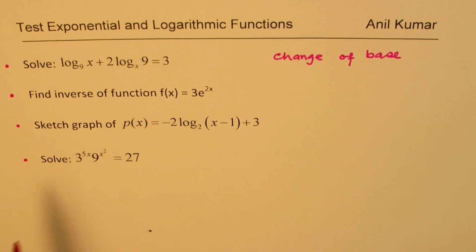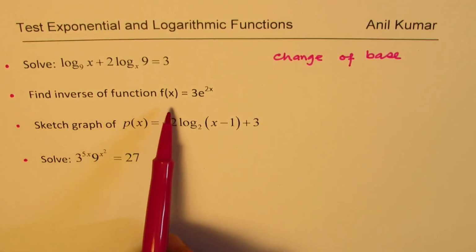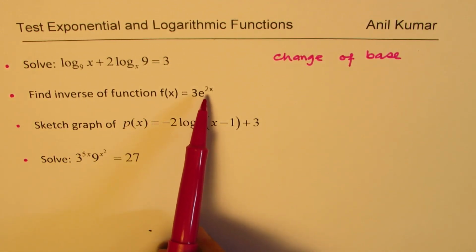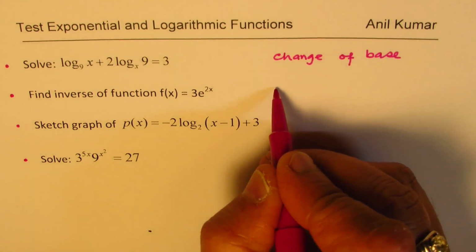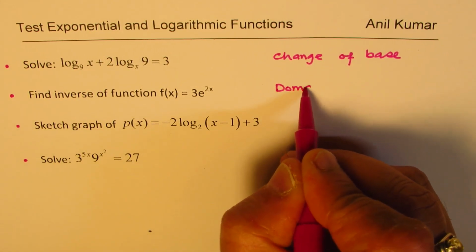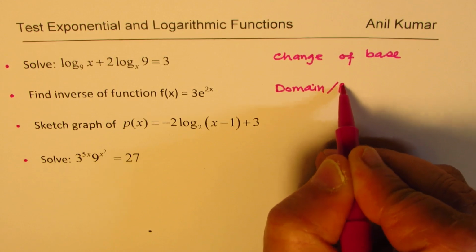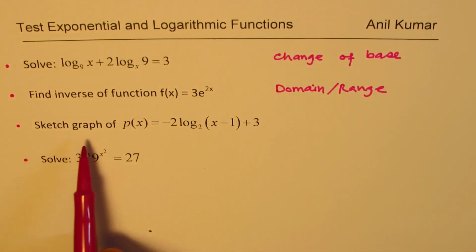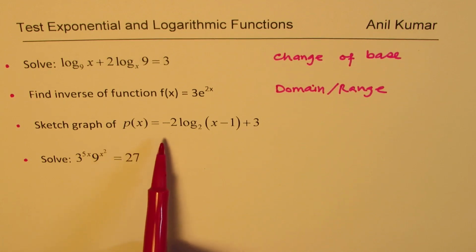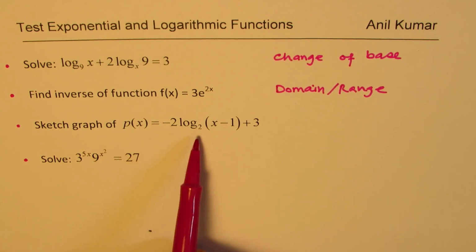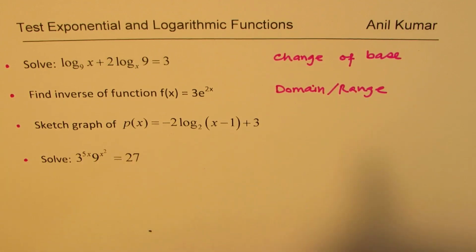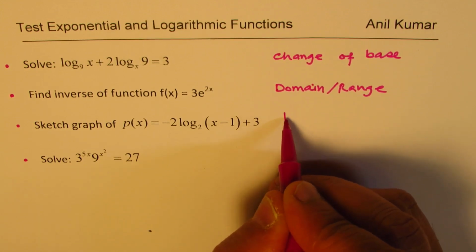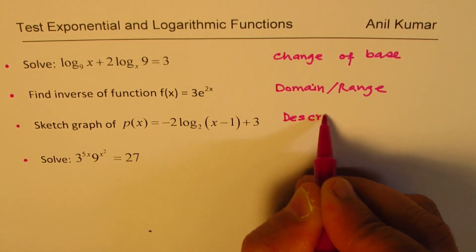The next one is to find the inverse of the function 3 e to the power of 2x. You should also write the domain and range. Then we have to sketch the function minus 2 log to the base 2 of x minus 1 plus 3, using discrete transformations.